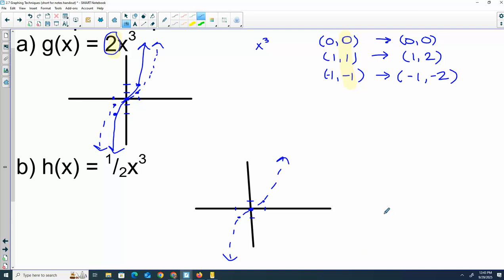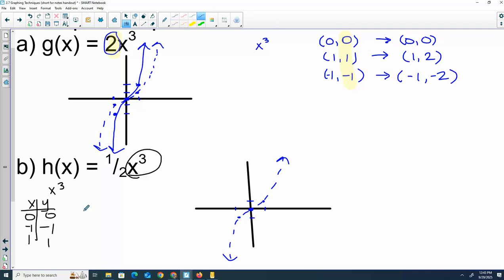So for the first point, it's always 0, 0? Well, it depends on the function. I'm plugging it into x cubed. So essentially, I'm making the t-chart, I'm just not writing it down. I was just putting in some points. So 0 to the 3rd power is 0. Negative 1 to the 3rd is negative 1. 1 to the 3rd is 1. So that's where my points came from.